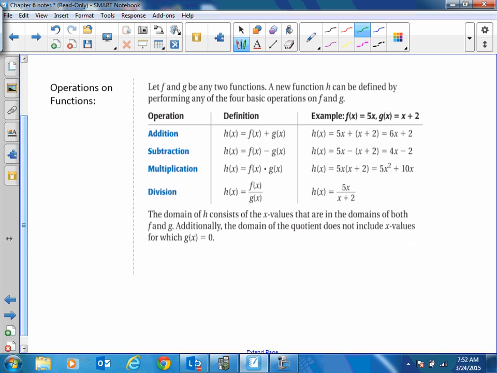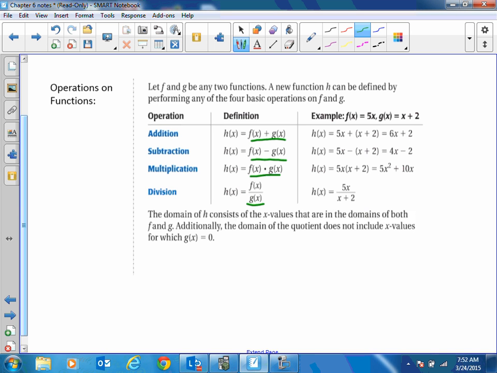Operations of functions. Let f and g be any two functions. A new function h can be defined by performing any of the four basic operations. So basically, if you have two functions, f of x and g of x, you can add them, subtract them, multiply them, and divide. Okay. They give you some examples over there, and we'll practice some.